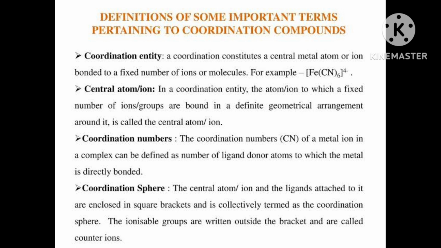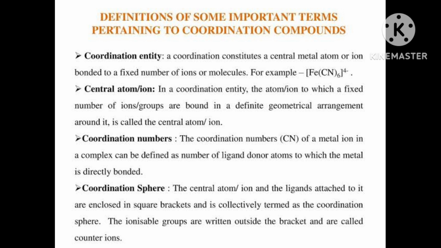Other example, cobalt NH3 whole 6. It is written in a square bracket and outside 3 plus. Then this is the entity, also called a complex cation. This is the complex cation, and Fe CN whole 6 in bracket and outside 4 minus is the complex anion. Then I have told you about the coordination entity, also called complex ion, maybe cation, maybe anion.